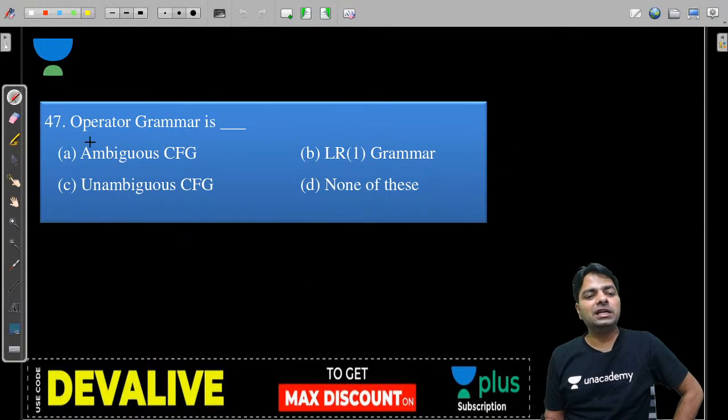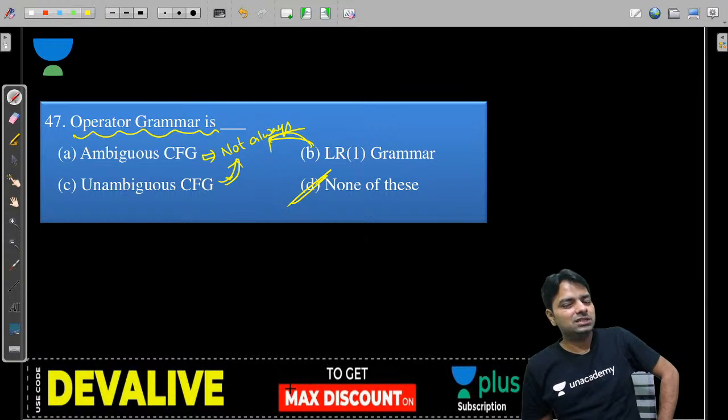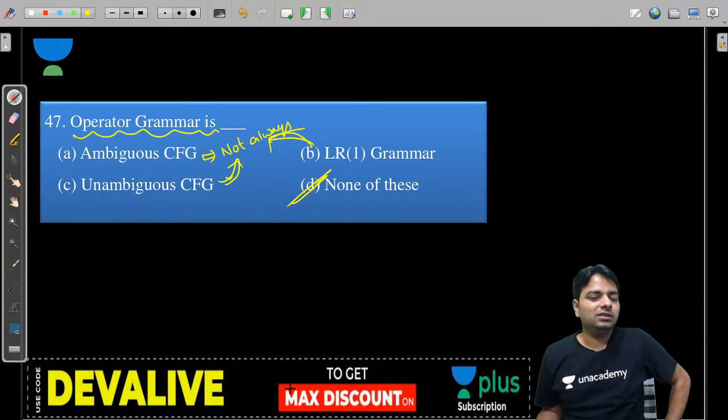And operator grammar, can you say anything about operator grammar? Ambiguous CFG? No guarantee, not always. Sometimes unambiguous, fine, and unambiguous not always. LR1 grammar need not be. So D is the right answer. And operator grammar, if it is ambiguous, will fail even LR1 grammar. So again D.